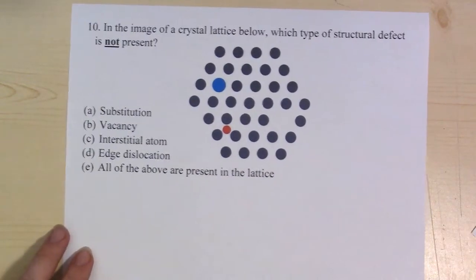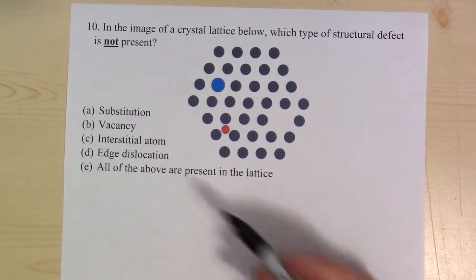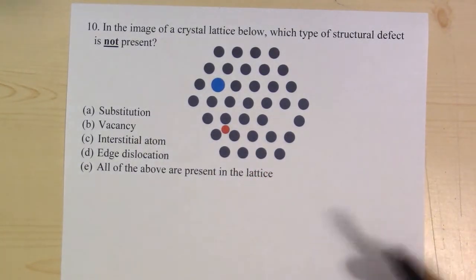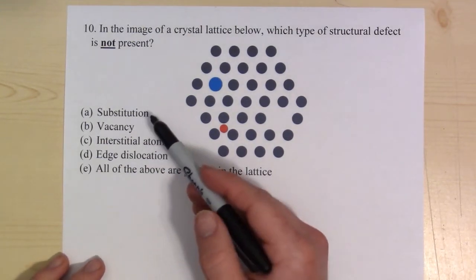Alright, moving to problem number 10. It says, in the image of a crystal lattice below, what type of structural defect is not present? So we have a list of potential structural defects that we need to look for here. So we'll just go through those one by one.